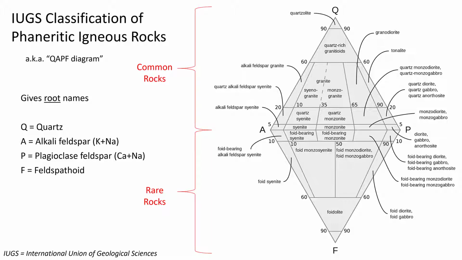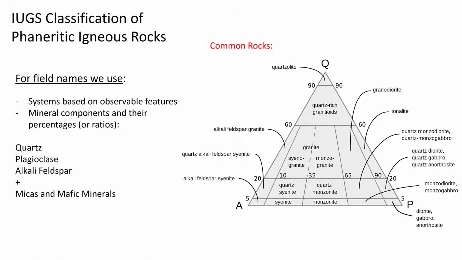The rare rocks get into the feldspathoids, essentially rocks that are lacking in quartz, and we won't see any of these, so we don't need to worry about that side of the diagram. So in this course, we'll focus on the top part of the diagram.